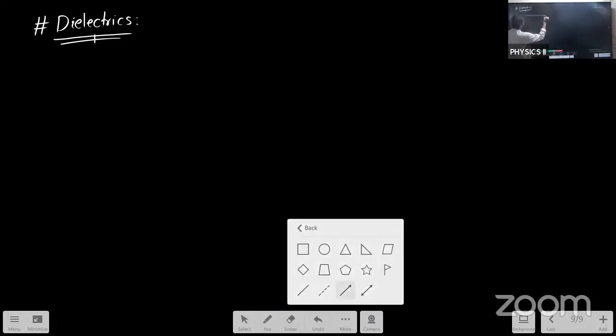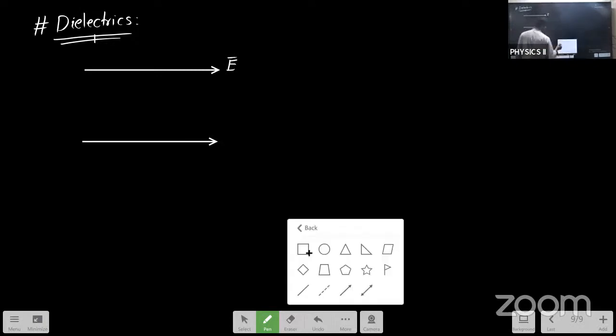Let us consider one uniform electric field here. Here we are having uniform electric field, E bar. In this uniform electric field, what I did, I have placed a dielectric material. Let us consider a dielectric material here. Whenever you are placing a dielectric material in a uniform electric field, what will happen? The material gets polarized. What does it mean? All the positive charges will get accumulated at one particular position and all the negative charges will get accumulated at another position.